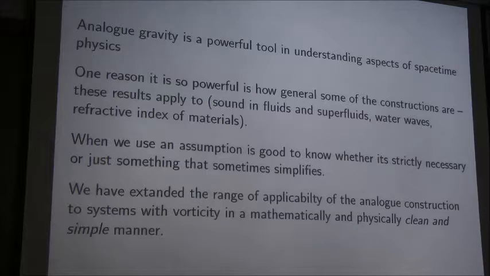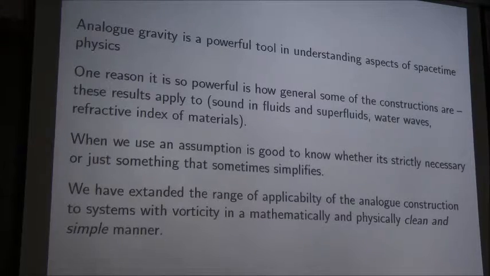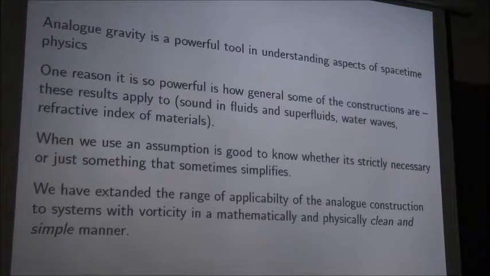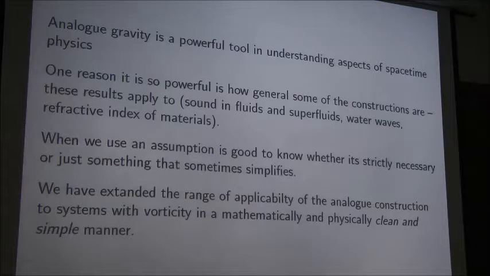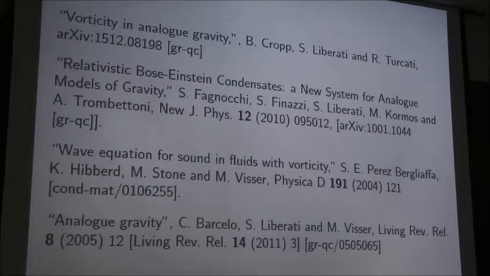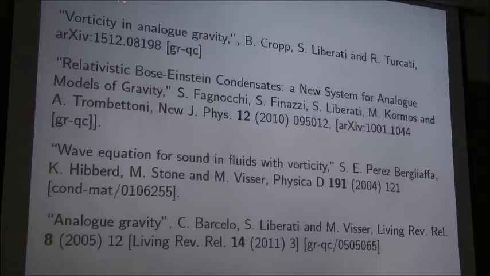And we've done it in an incredibly easy way, actually. So this is the key point, that we've managed to get rid of a restriction in an incredibly simple and physically clean manner. So I'll just leave you with a number of references, if you guys are interested. Our paper, the relativistic Bose-Einstein condensates for analog gravity paper, the previous work on vorticity in analog systems, and what I would say is the best general background to start from if you're interested in analog gravity more generally. So, thank you.